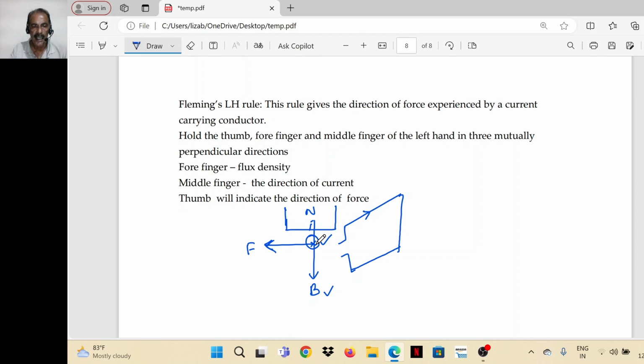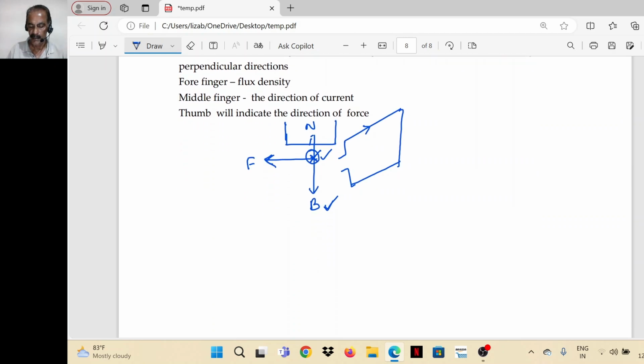So when a current carrying conductor is kept in a magnetic field, it experiences a force, and this rule, Fleming's left hand rule, is used to find out the direction of the force. So keep the three fingers of the left hand in three mutually perpendicular directions, with the forefinger in the direction of flux density and the middle finger in the direction of current. In this case, the middle finger is inward and your forefinger is downward. Then you check the direction of the thumb. That will give the direction of the force experienced by the conductor.